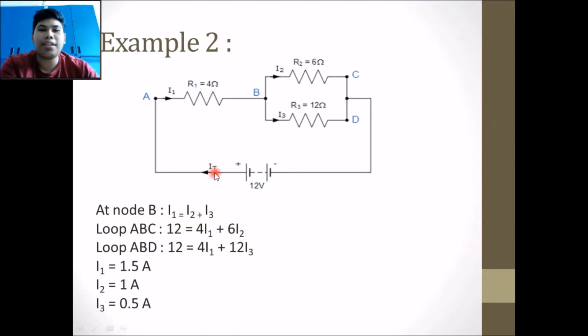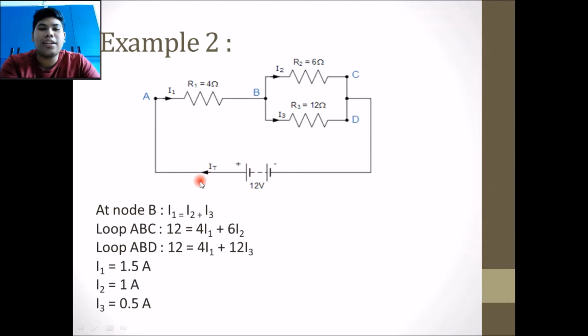For the loop ABC, we will get the 12 volt equal to 4 I1 plus 6 I2. So we will get the equation for the loop ABC: 12 equal to 4 I1 plus 6 I2. For the next loop ABD, we will get 4 I1 plus 12 I3 equal to 12 volt.